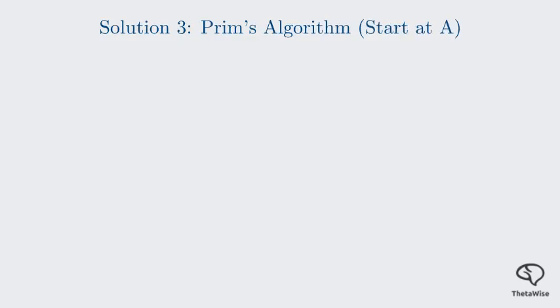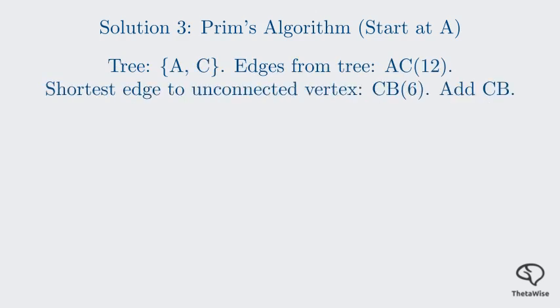Let's review the solution for practice question 3. We'll use Prim's algorithm starting at vertex A. We start our tree with vertex A. The edges connected to A are AC, weight 12, AD, weight 15, and AB, weight 27. The shortest of these is AC, so we add edge AC to our tree. Our tree now includes vertices A and C.